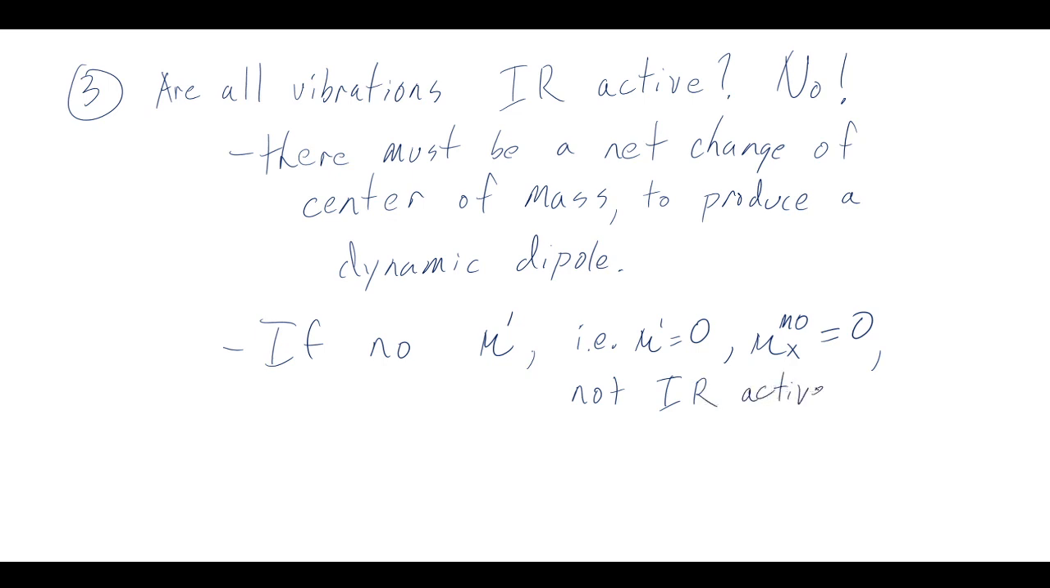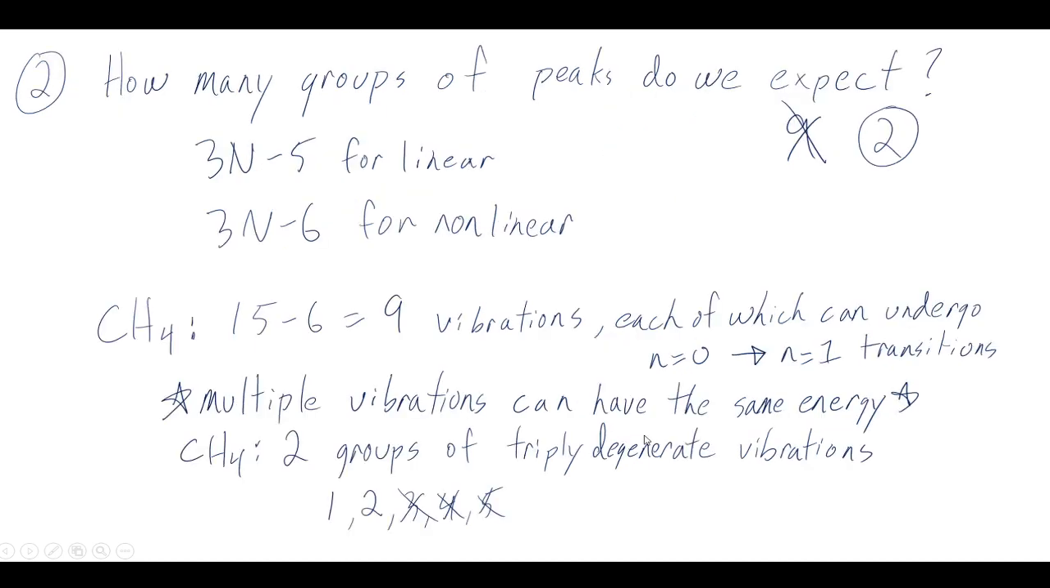If it's IR active, it means it does have some change in the center of mass and produces a dynamic dipole. Okay, so this is going to be the case for 3 of methane's vibrations. Okay, so that's 3. We removed 4 others from degeneracies. So out of these 9, there should be only 2 of the 9 vibrations that show up in our IR spectrum.